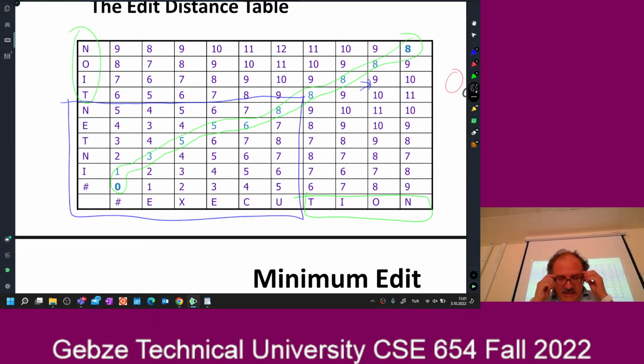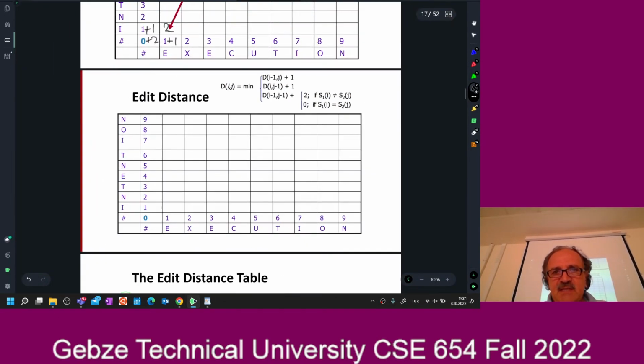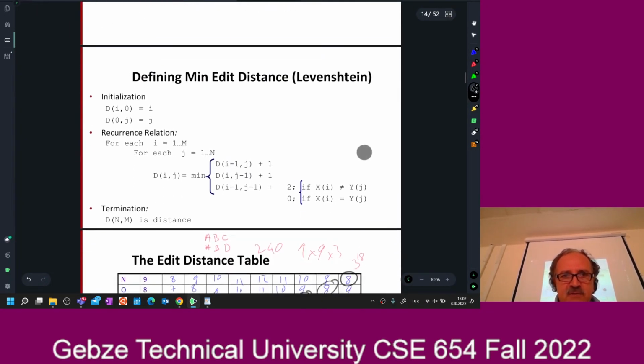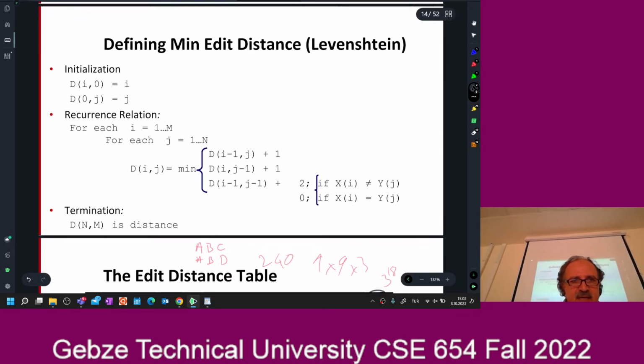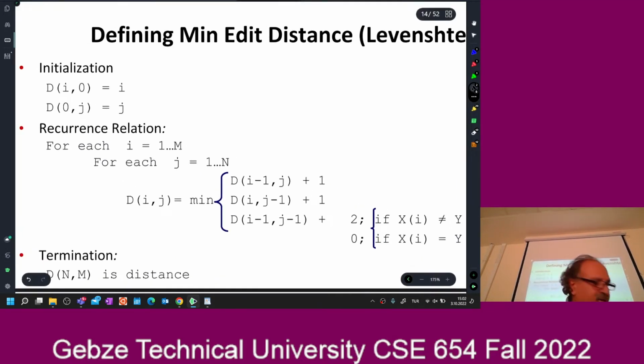Okay, so that's the minimum edit distance, and this is the algorithm. What is this? At the beginning, do what? Fill in all the... Somebody complete this sentence.